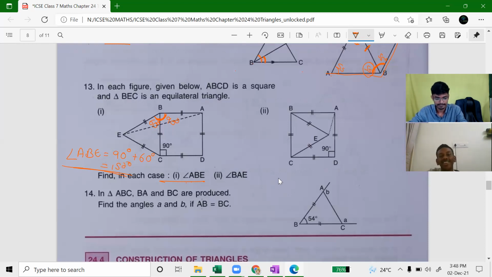In the next question, we have to find angle BAE. The situation is the same. Don't panic, it is very easy. We have to find angle BAE. This angle we have to find. How can we find it out? Tell me.